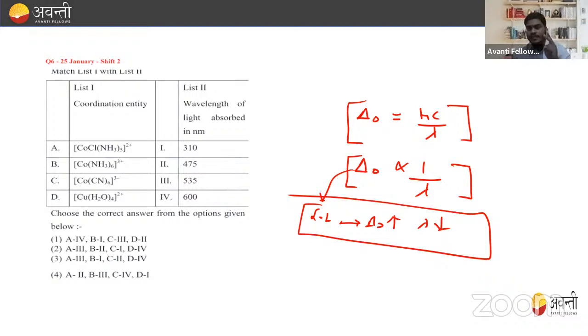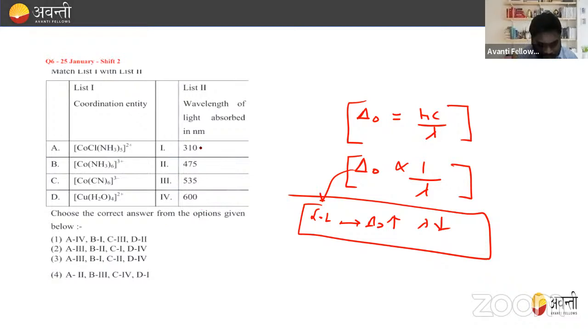If two ligands are present, one strong and one weak, then consider the effect of the strong one. That is NH3, so it is totally a strong ligand. If this is a strong ligand, it means the splitting is more and the wavelength is minimum. So out of these 5, which one is the strongest ligand? Here the CN is the strongest ligand, right? CN is the strongest ligand. It means CN has the least wavelength.